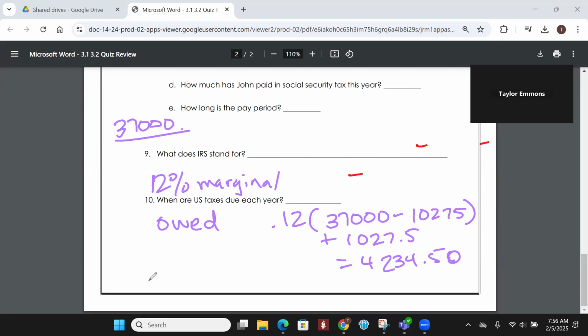Okay. Then how much is your effective? Okay, so we take 4,234.5 divided by how much we make. And that gives us the effective rate. Okay? Questions? Any questions? Last minute. Go ahead. You don't have to, as long as you like, it's fine. That's how we use the table.